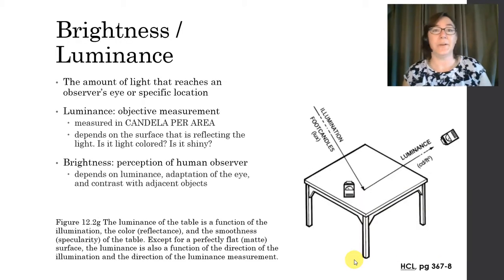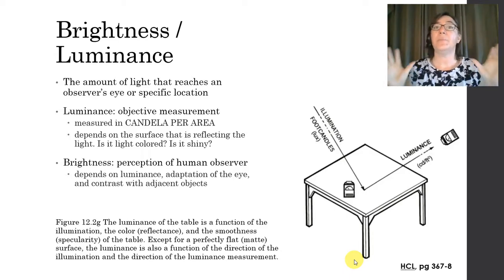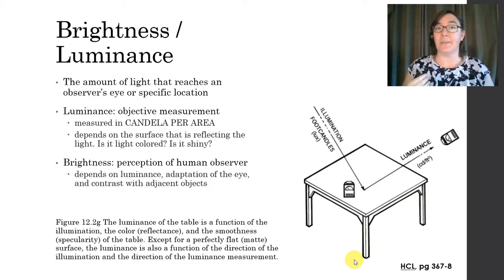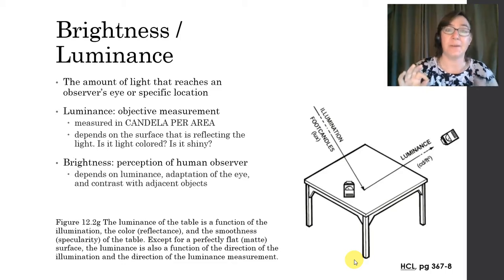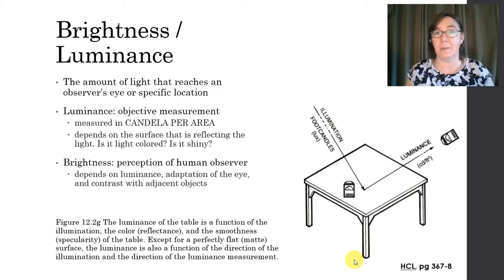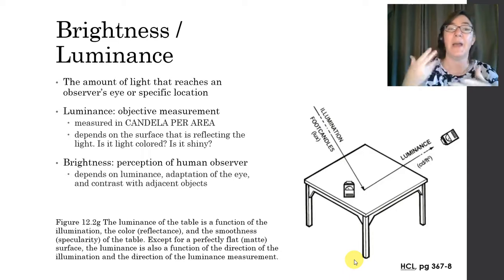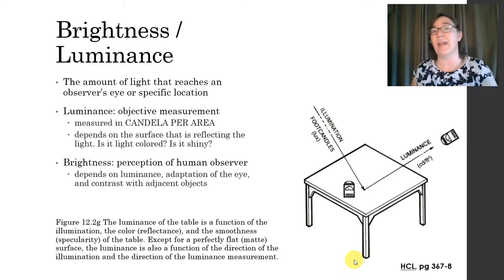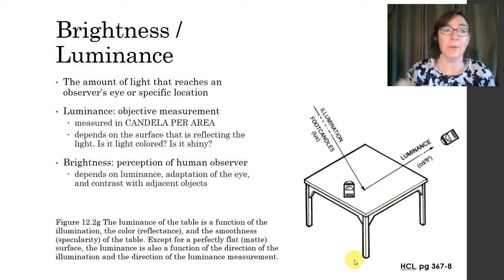The last two terms I want to talk about in this video are brightness and luminance. Now, these are related terms, but they don't mean exactly the same thing. These are not two names for the same measurement as was in a previous slide with the candle power. These are two slightly separate topics. And I'm linking them here because they both have to do with the amount of light that ultimately reaches its end destination, which could be an observer's eye or a specific location in a room.